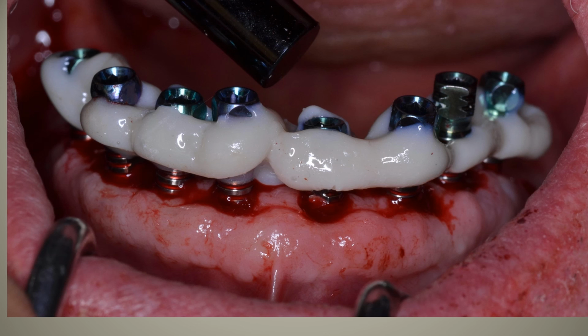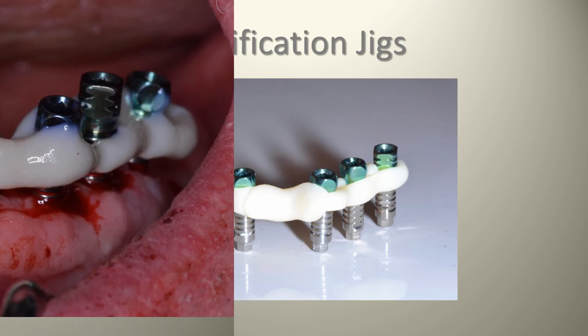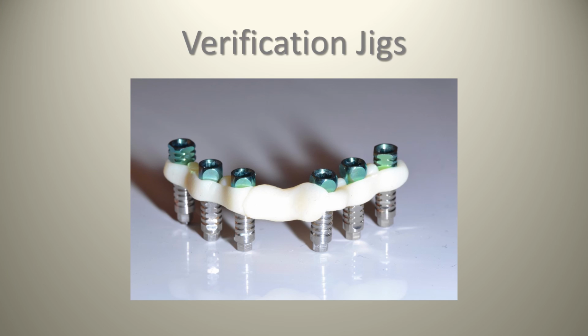So, verification jigs. Verification jigs are very similar to splinting your impression copings. Once you've taken your impression, you want to take a number of impression copings again. In this particular case, there are 6 implants, right? Take them, put them in, take a radiograph to ensure that they're seated, and then splint them together just like you did for your impression. And this is going to be a verification jig. So you're wondering, what's the purpose of a verification jig?